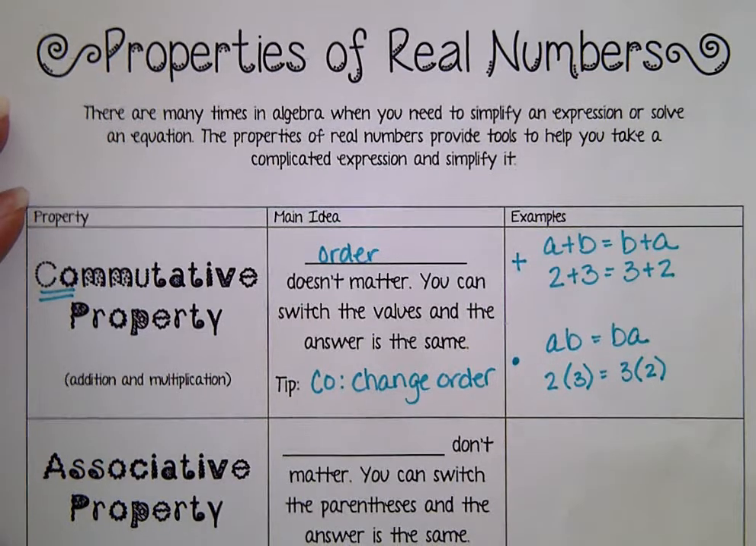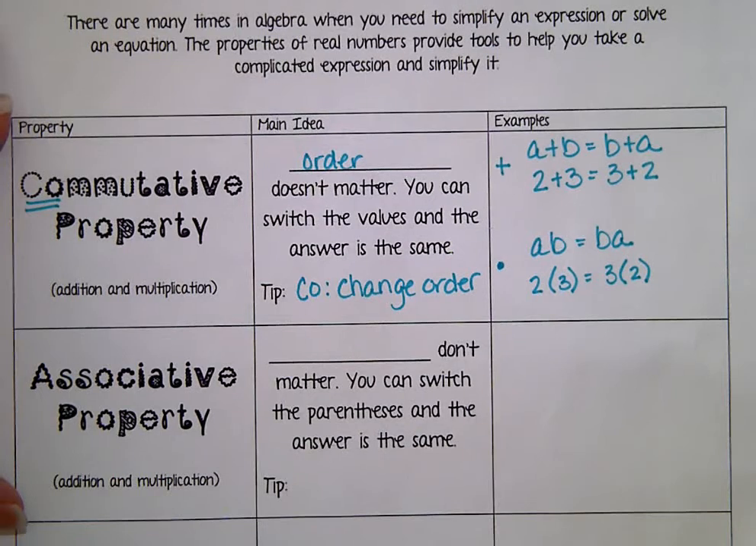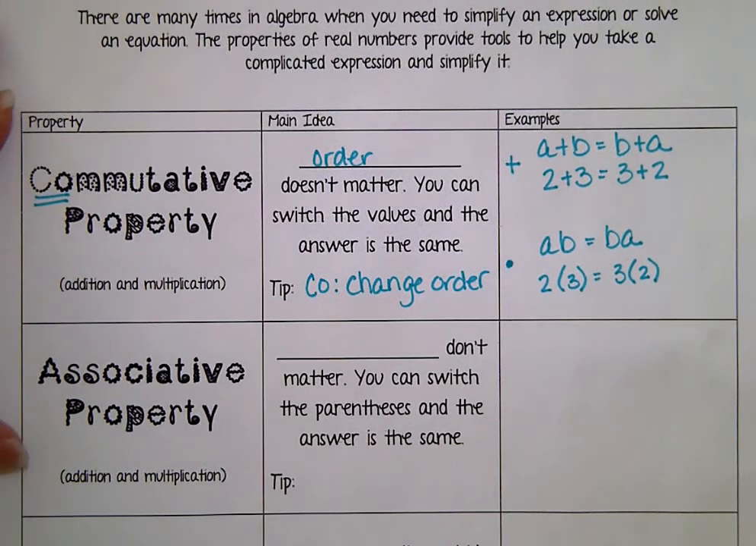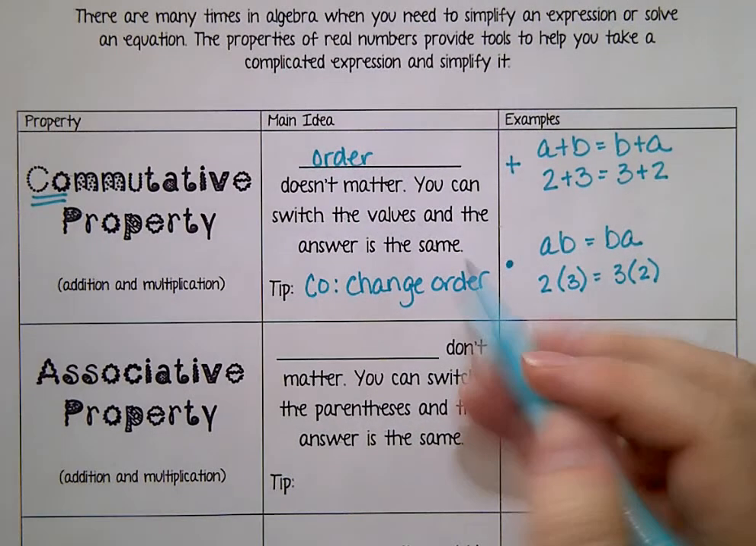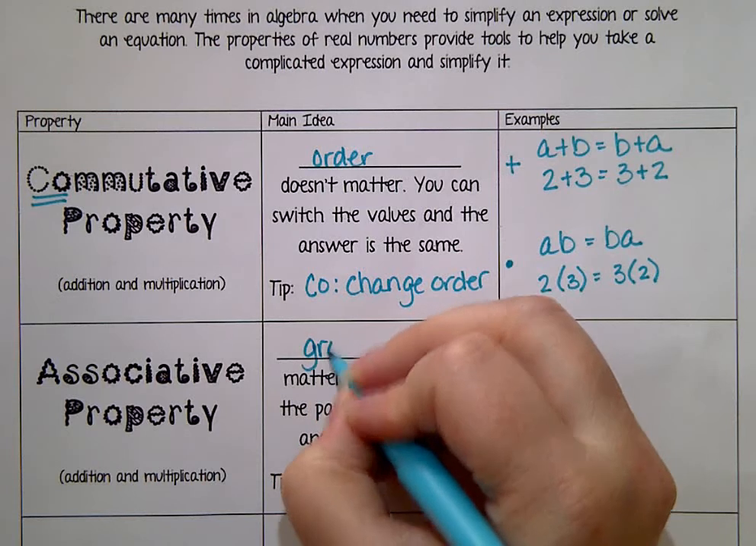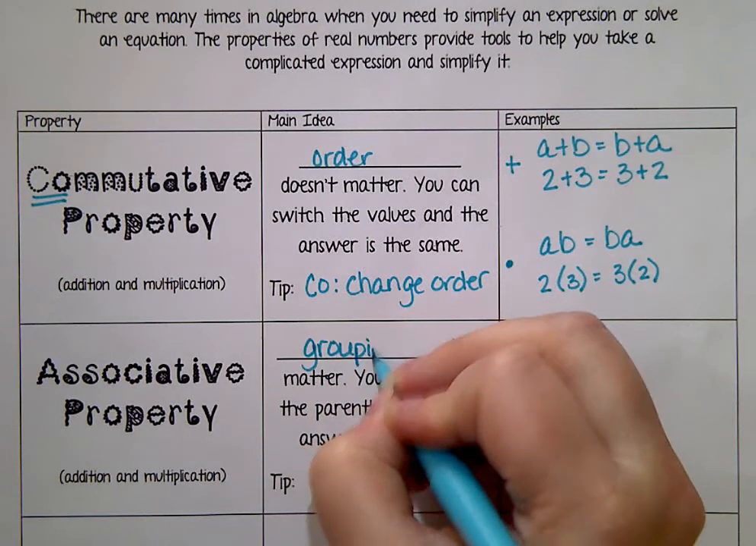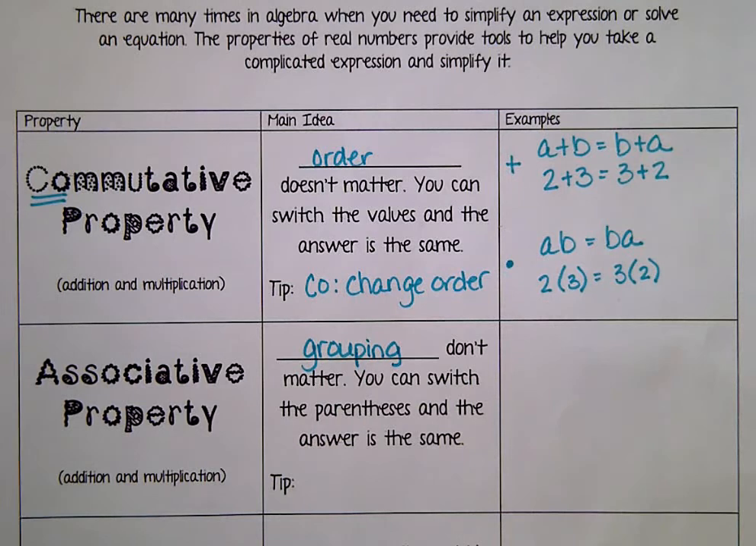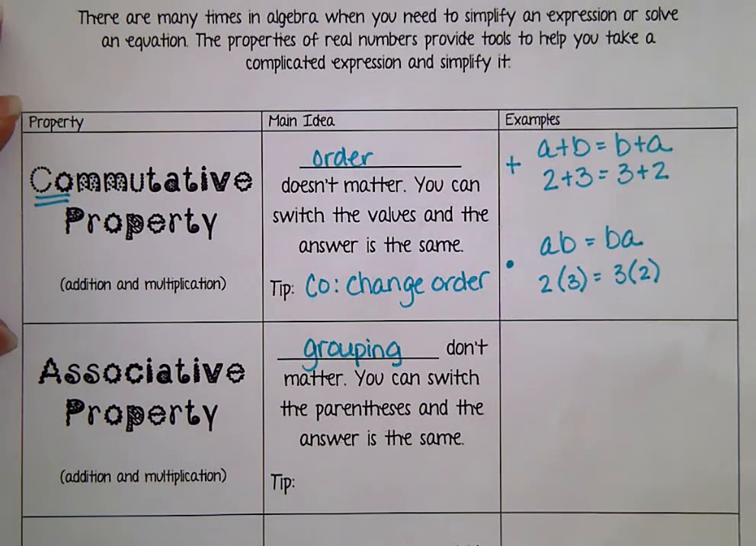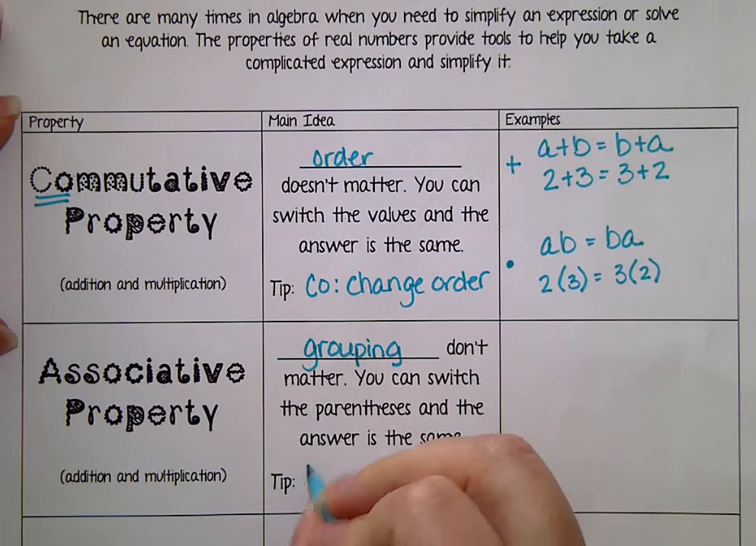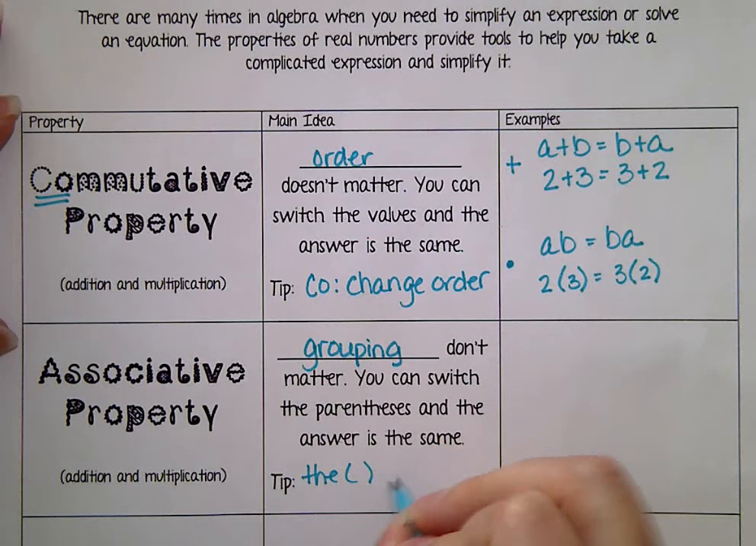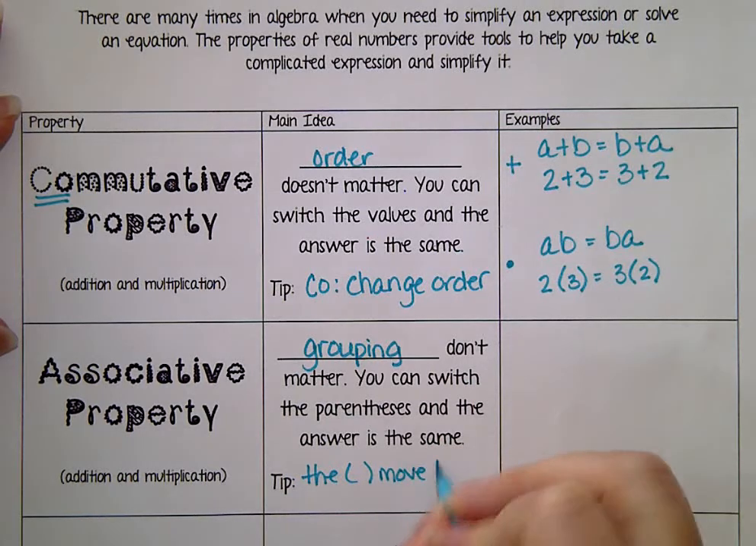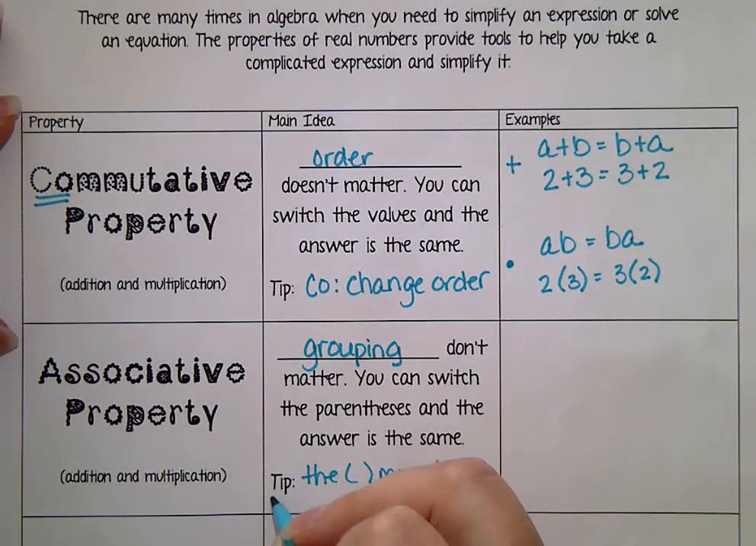The second property that we're going to be using is the associative property. In this one, your groupings don't matter. And what we mean by groupings are parentheses or brackets, things like that. You can switch these parentheses and the answer is the same. Your tip is the parentheses move, but the numbers or the values do not.